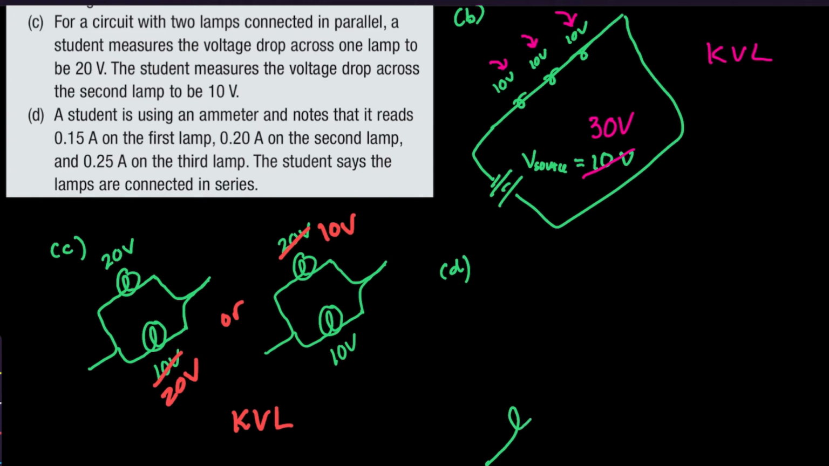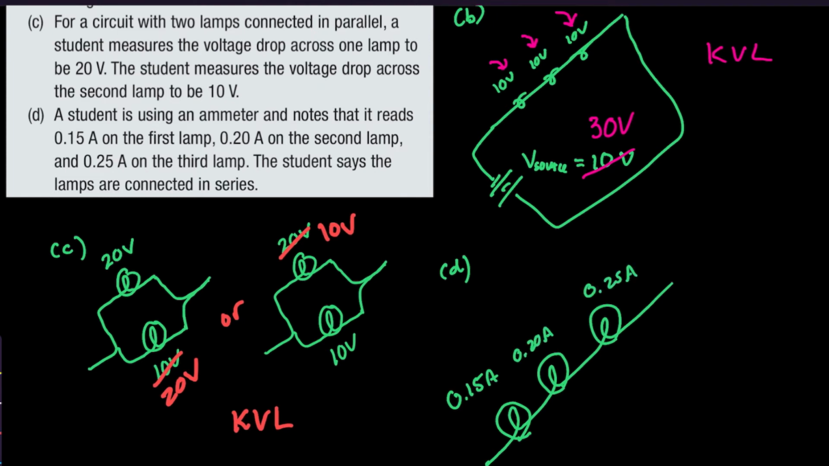So again, we have 3 lamps connected in series, but somehow the current is increasing, and this is already a direct violation, because in a series circuit the current should remain the same.